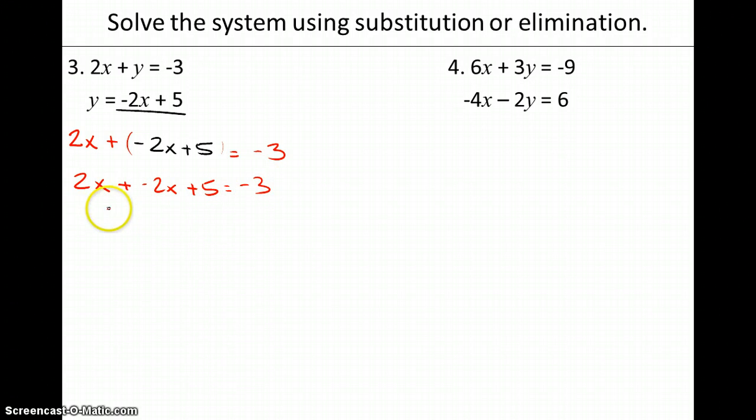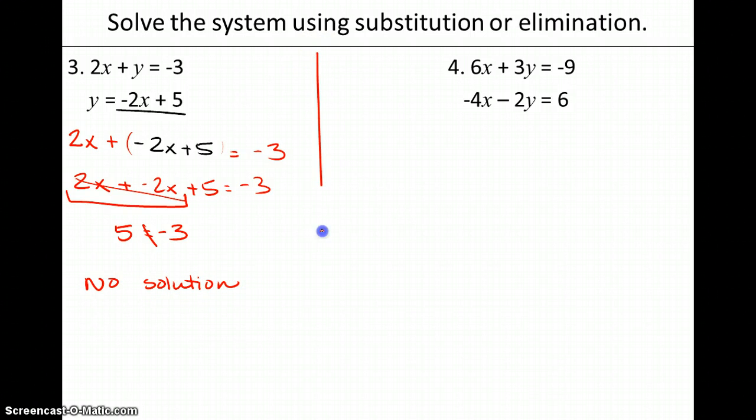You can skip this step if you want to. What is 2x minus 2x? 0. So this is gone, and I am left with 5 equals negative 3. Does 5 equal negative 3? Not today, not yesterday, and not ever. So for this one, I'm going to say no solution because I have one number equaling a different number.